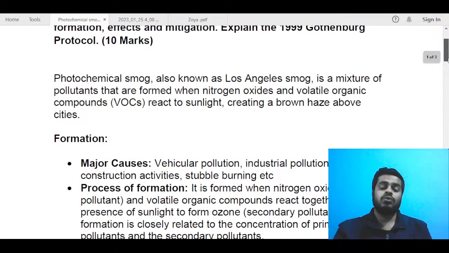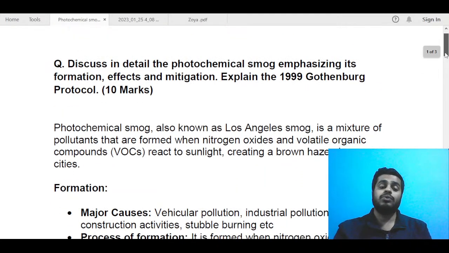You could have written multiple things, but since we have to discuss the formation, effects and mitigation of this photochemical smog in the next part, just giving a contextual introduction would have sufficed here. Basically, if you look at smog, it is of two types. One is Los Angeles smog, and one is London smog.